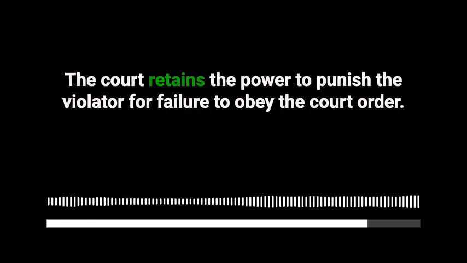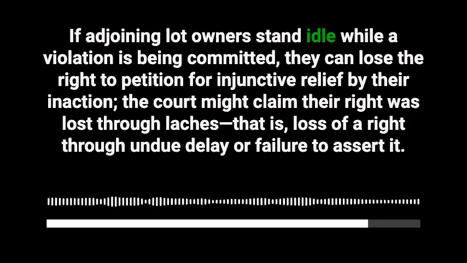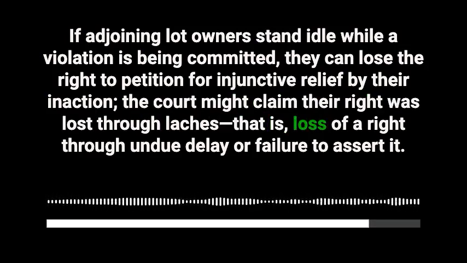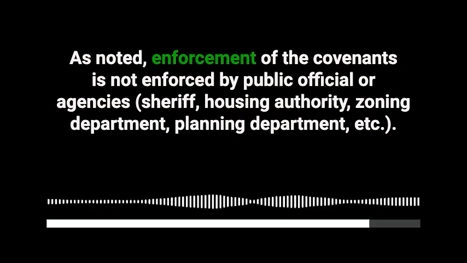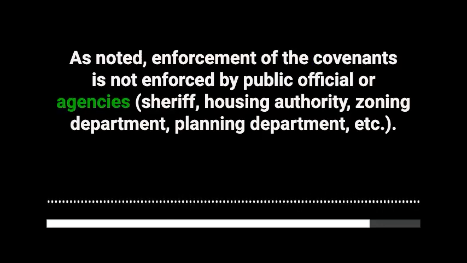The court retains the power to punish the violator for failure to obey the court order. If adjoining lot owners stand idle while a violation is being committed, they can lose the right to petition for injunctive relief by their inaction. The court might claim their right was lost through laches, that is, loss of a right through undue delay or failure to assert it. As noted, enforcement of the covenants is not enforced by public officials or agencies. They are enforced by private law.